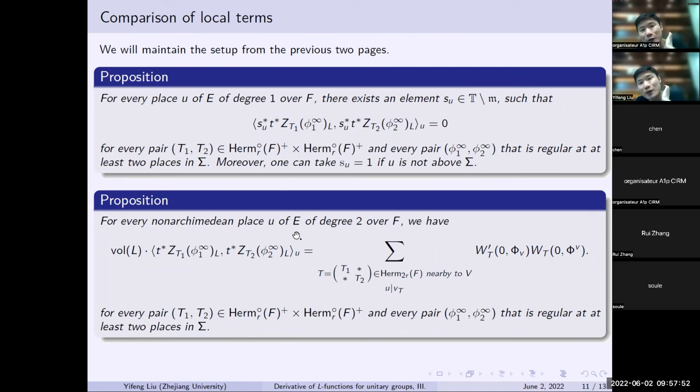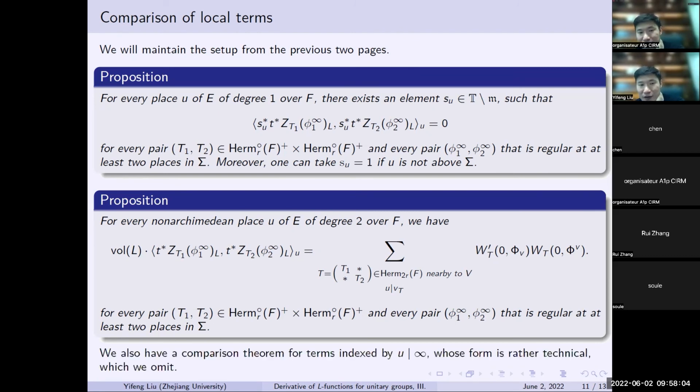So these 2 propositions solve the comparison at split places and also at non-Archimedean, non-split places. But there are also Archimedean places, right? We need every place. So there is also a comparison for terms indexed by Archimedean places, but its statement is not that clean. It's quite technical, so I will not state it.